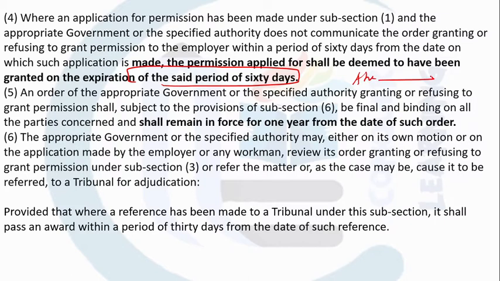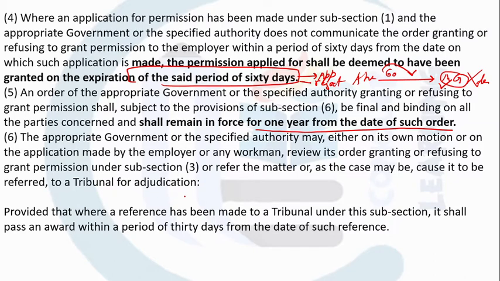So now again the 60 days, which I have already explained to you: if an application was made to an appropriate government and the appropriate government has not communicated within the 60 days, after the expiry of 60 days, it would be considered as deemed approval. Clear? Now, whatever order the appropriate government gives to the employer, whether approved or rejected, it would be in force for 1 year from the date of such order.